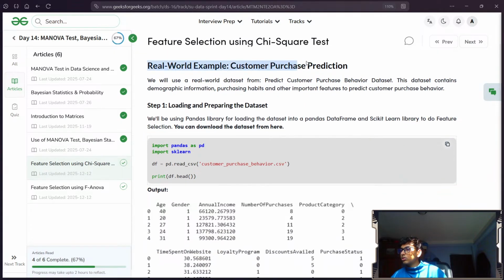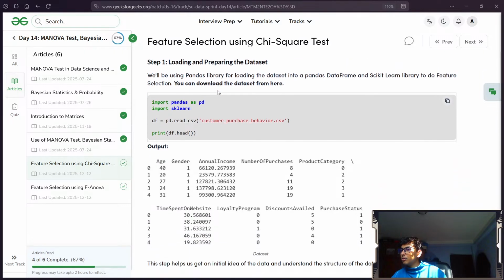Real world example, customer purchase prediction. We will use a real world dataset, the predict customer purchase behavior dataset. This dataset contains demographic information, purchasing habits, and other important features to predict customer purchase behavior. Loading and preparing the dataset, we will use the pandas library for loading the dataset into a pandas data frame, and sklearn library to do feature selection. You can download the dataset from here.